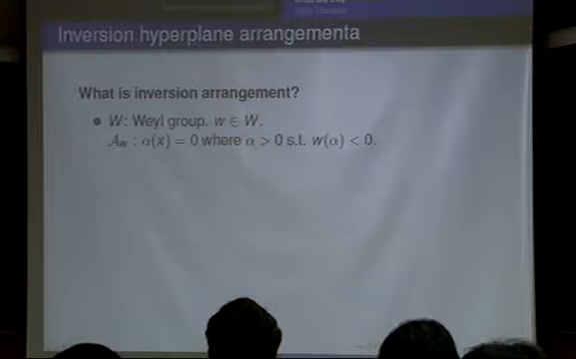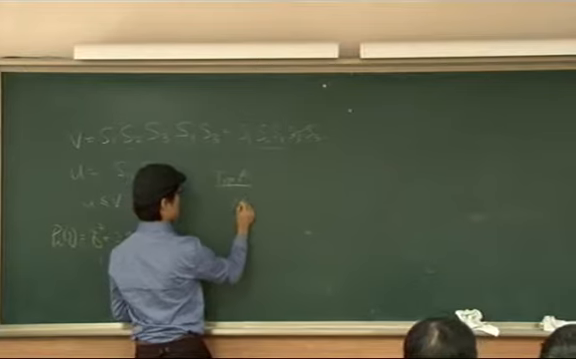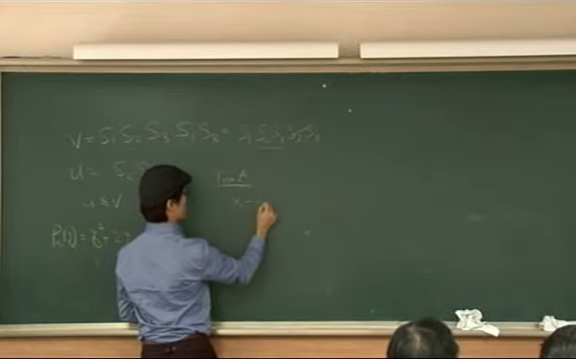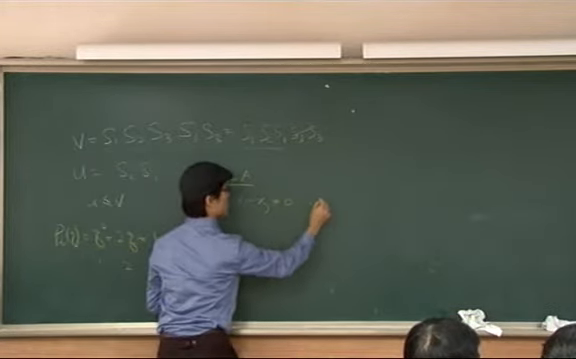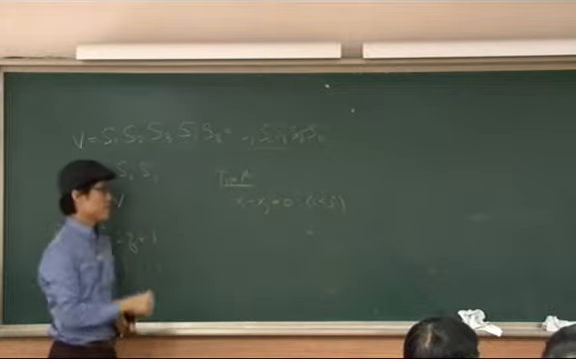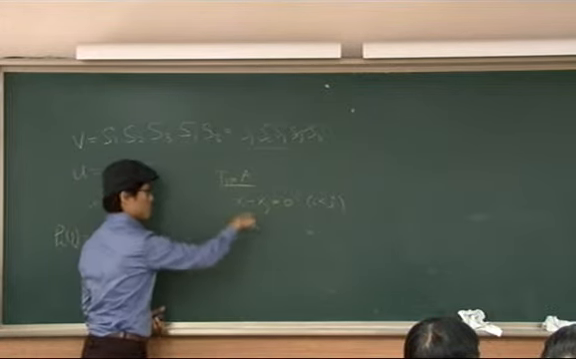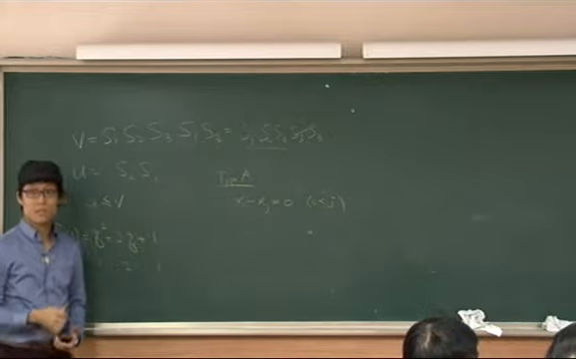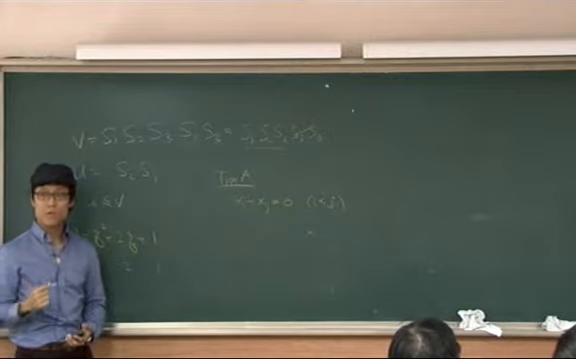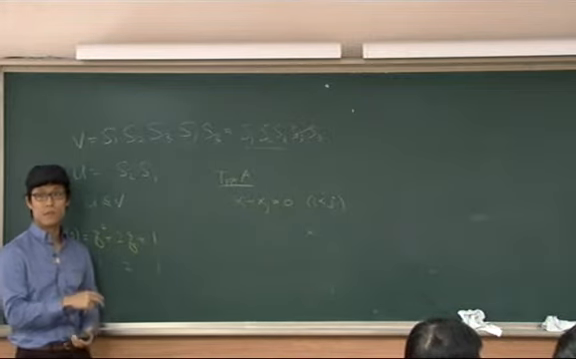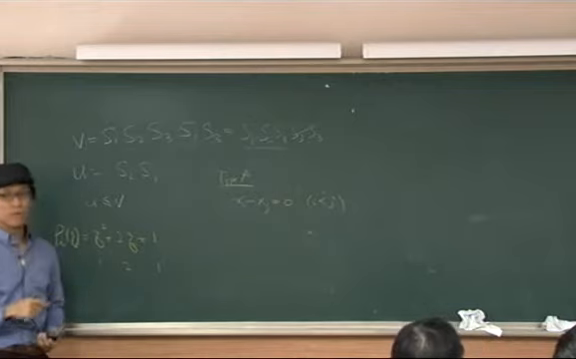So for type A, the root hyperplane arrangement is just a collection of all the hyperplanes defined by this simple equation. This is the root hyperplane arrangement for type A, and the symmetric group permutes all the regions of this hyperplane arrangement. There are n factorial regions.